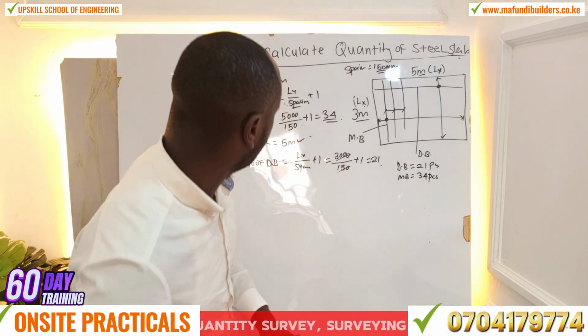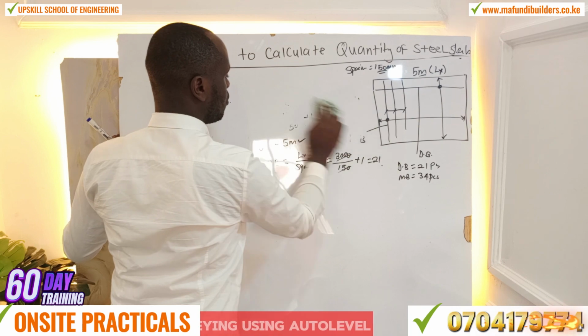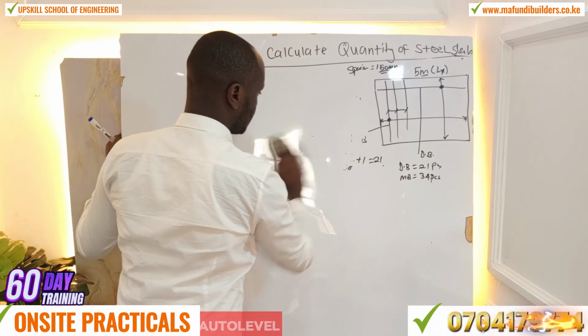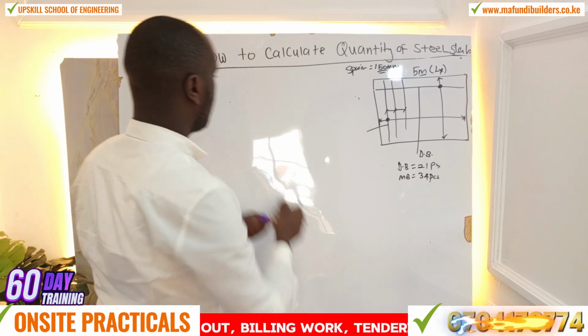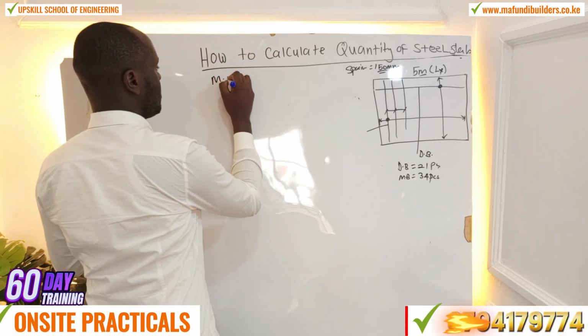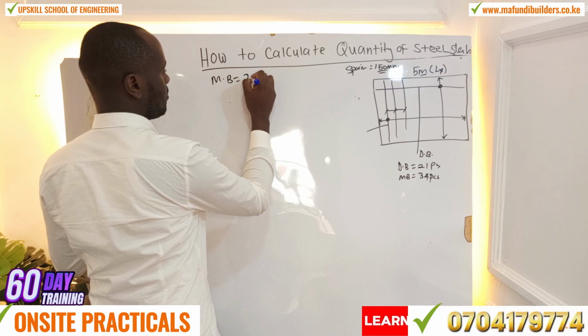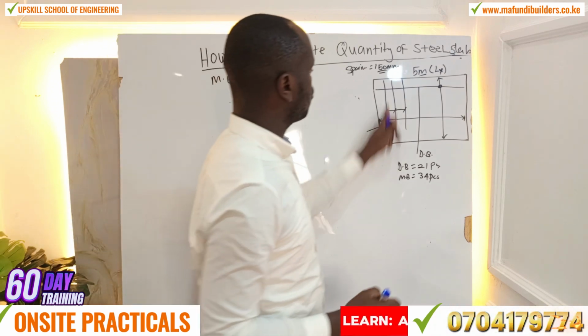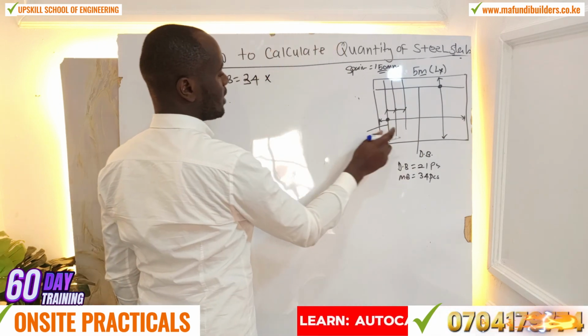Now let me delete this because of space. We want to know the quantity. Let's start with the main bar. We have 34 pieces, so these bars will be 34 in number. But one bar is what length? What is the length of one bar?